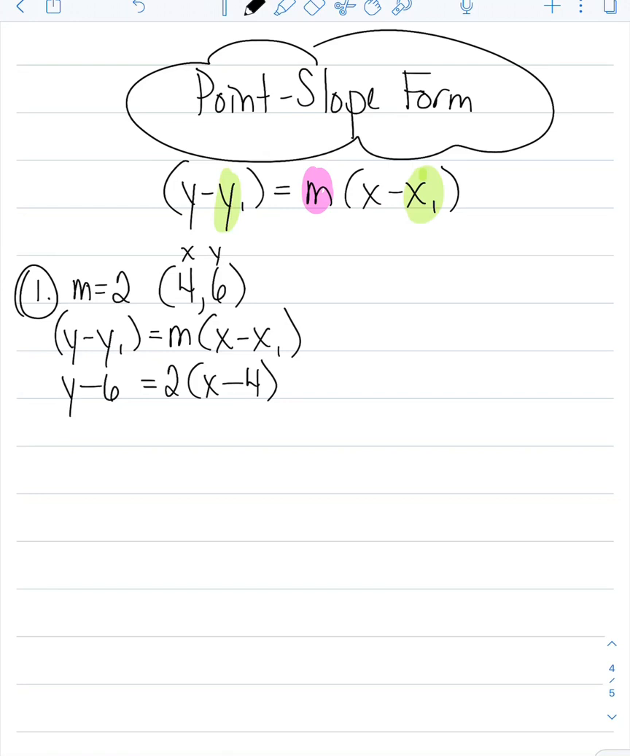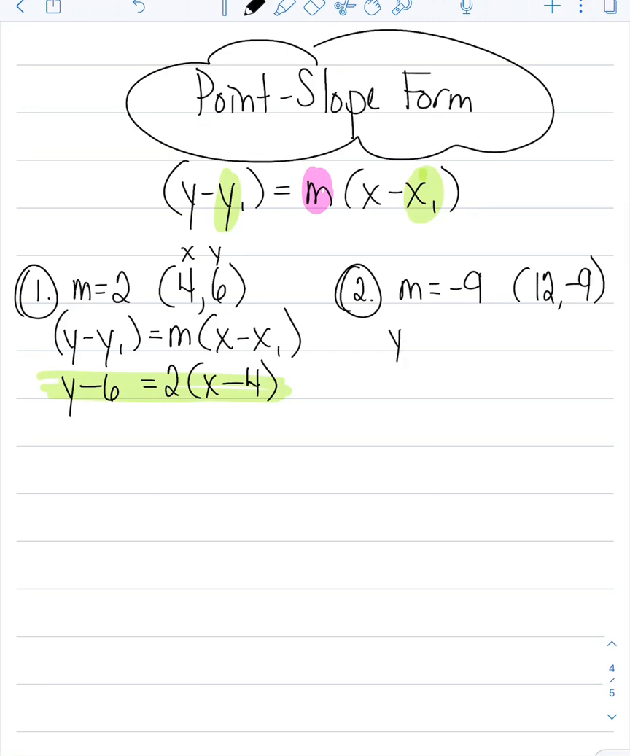So a line that has a slope of 2 and goes through the point 4, 6 in point slope form is this right here. So let's try a couple more. So let's say I tell you the slope is -9. Let me write it up here to be consistent. And it goes through the point 12, -9.